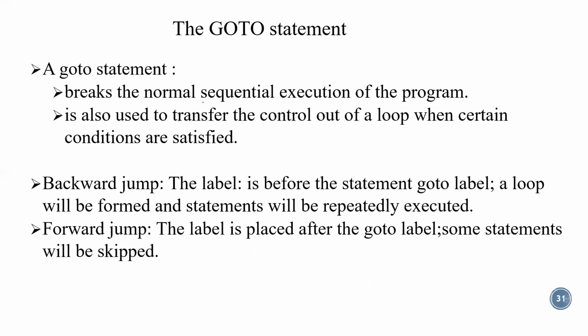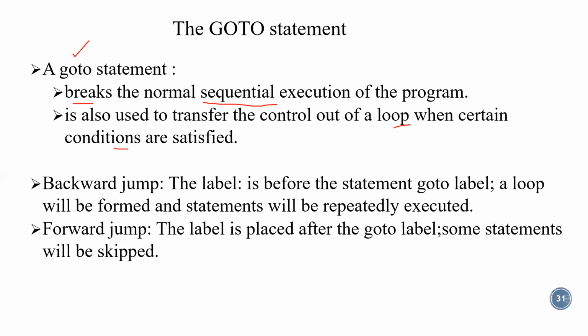What is the normal execution? Sequential execution, right? It will be executing line by line. In order to break the sequential execution, we are using goto statements. It is also used to transfer the control out of the loop when certain conditions are satisfied. So you are not mentioning the condition in the bracket, but in between, you can use another if statement, and then you can give goto label.